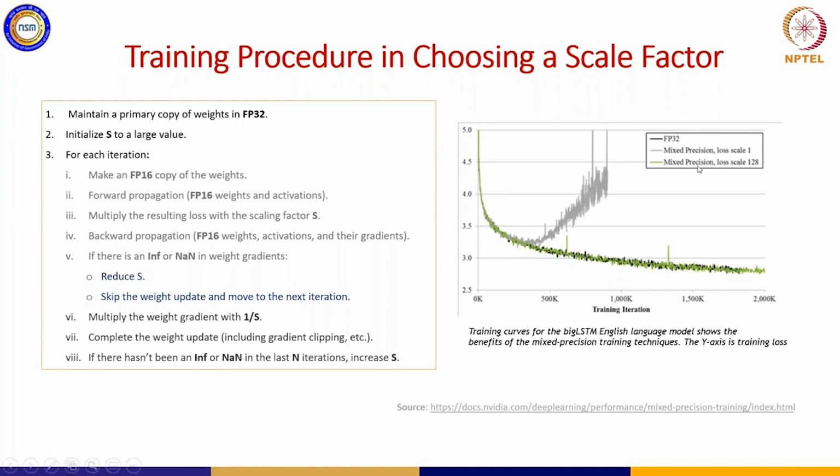When the mixed precision loss is scaled at 128, which is the green one, it gives the same result as if we were using FP32. So it was able to achieve the same result as FP32. However, they were able to use it to train larger models. It requires less memory, and we gain speed up as well.